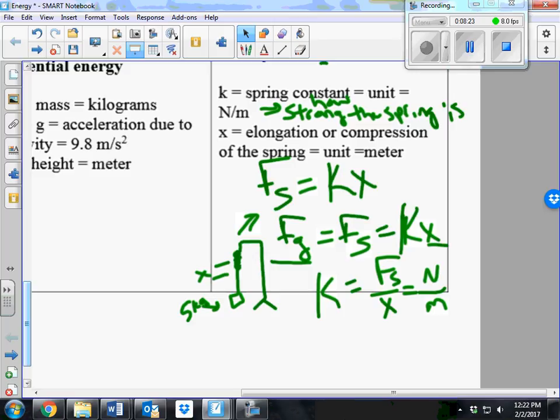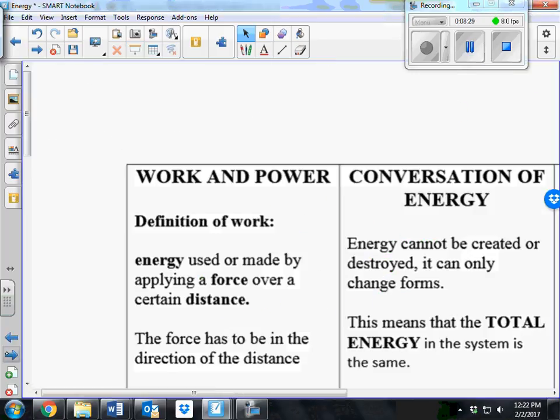Especially you'll be doing that in your conservation of energy lab, because most of you will be using a spring, and because you're using that spring, you're going to have to figure out its k so you can figure out the spring potential energy.